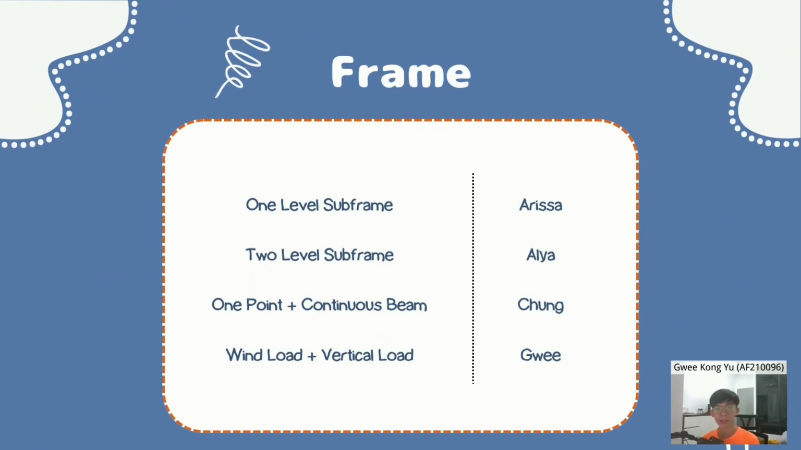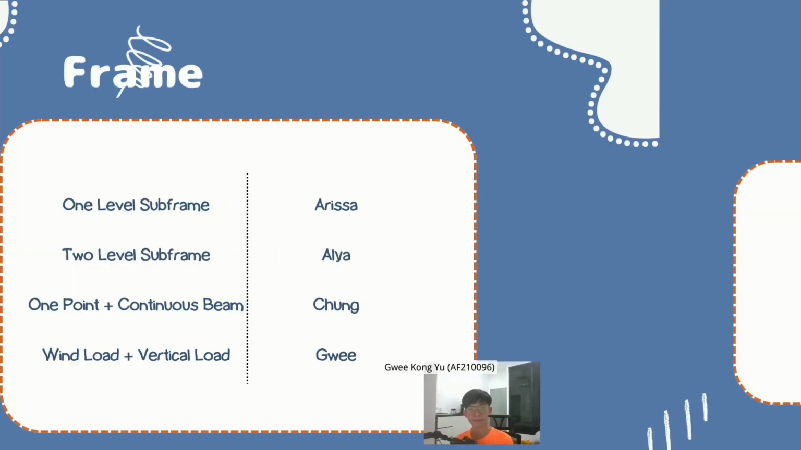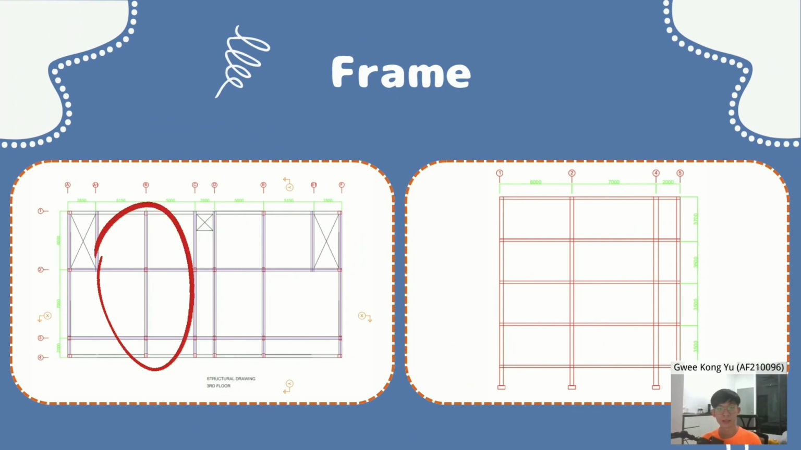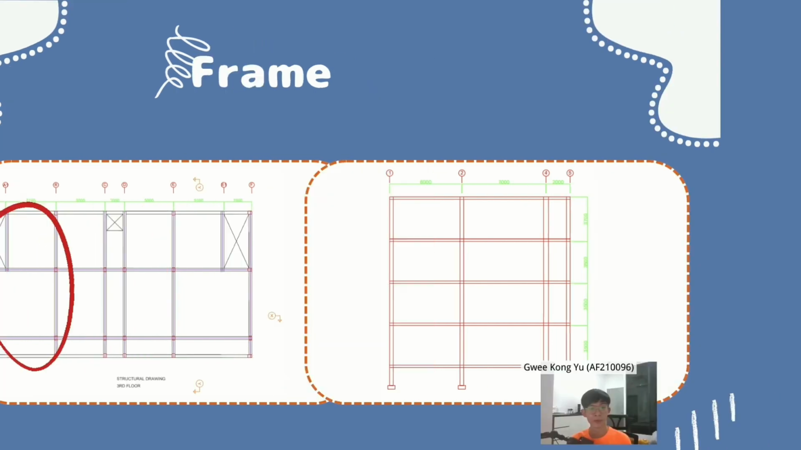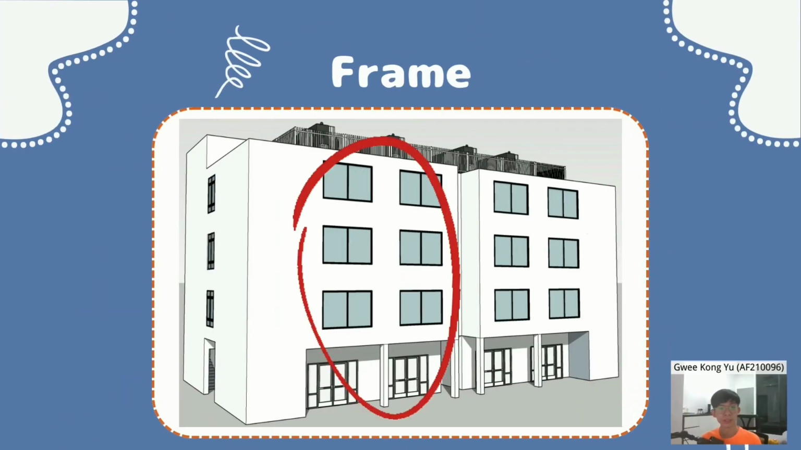Now is the subframe analysis, and these are our work distributions. 1 level subframe by ARISSA, 2 level subframe by ALYA, 1 point plus continuous beam by Chung, and wind load and vertical load analysis by GWEE, which is me. This is the frame we are choosing to do the analysis. All of us are analyzing subframe B with different methods. On the right you can see the clear dimension for the frame. To have a better view, this is a SketchUp 3D plan for our building, and the red circle part is the position where the subframe is.